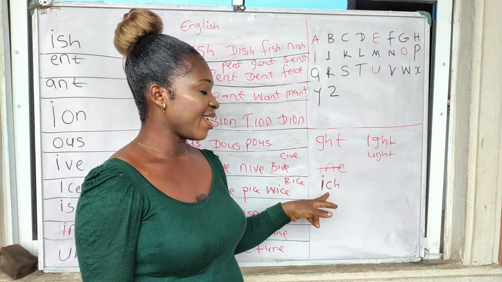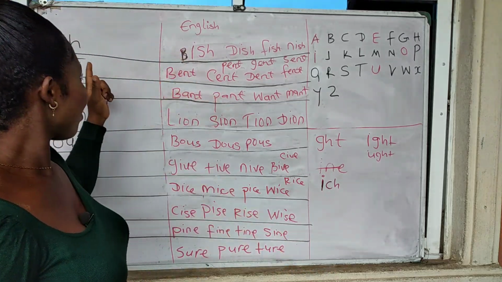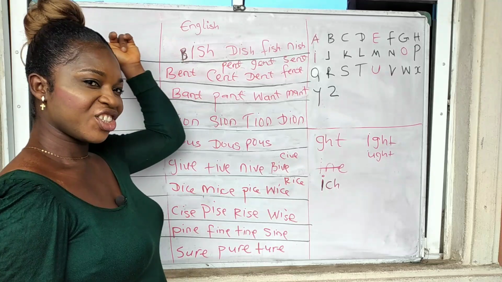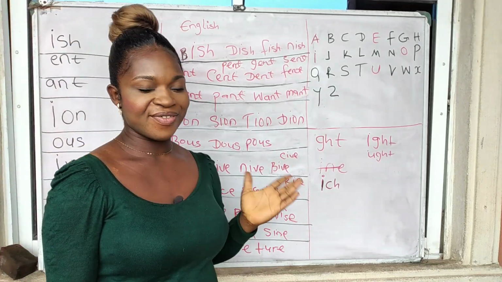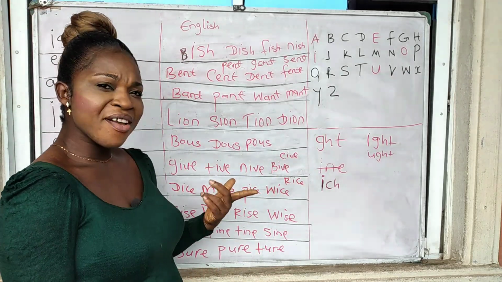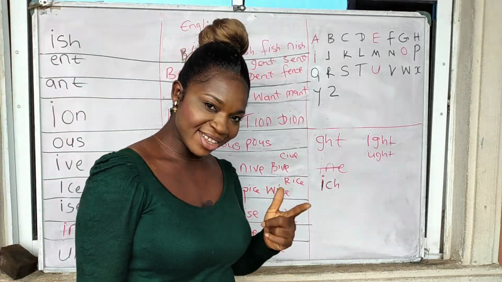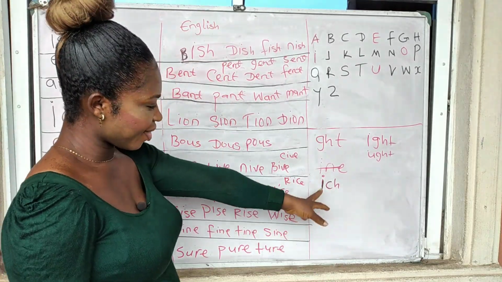So now to the ich sound. This is the ish, and this is the ich, chi, she. We've done this in a previous video, so if you're just joining us, make sure you watch our previous videos so you get to know some of the things you're actually missing. Okay, so now we have the ich sound.